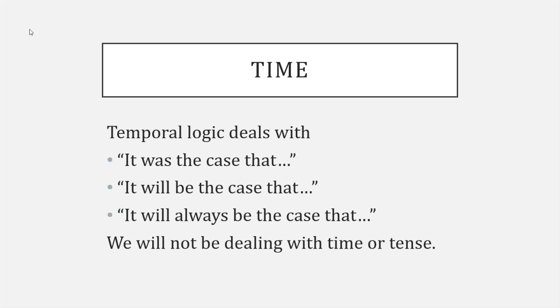Another thing that we're going to ignore is time. So we're not going to deal with the difference between it was the case that, or it will be the case that, or it will always be the case that. There are logical systems that deal with this, so-called temporal logic. Temporal logic includes, as part of the form of the sentence, whether something is in the past, present, or future. But that's more advanced than what we're going to do in this class. This class is really the most simple logical system that everybody sort of gets. And then from here, you can branch out to more complex logics like temporal logic. But for us, this is not going to be a thing that we're going to consider.